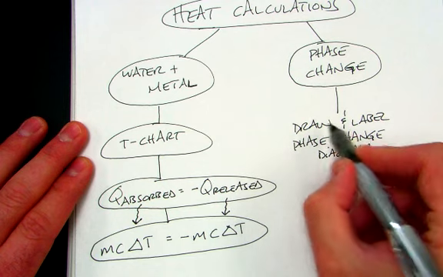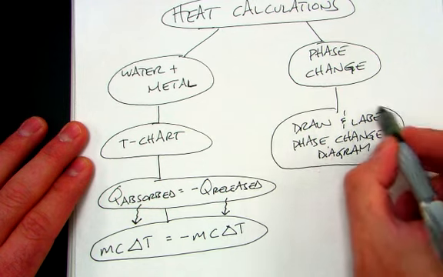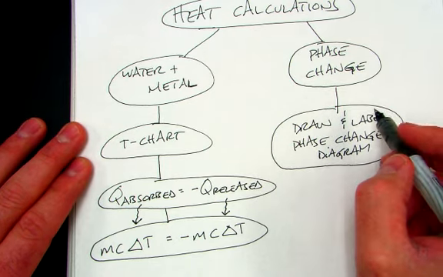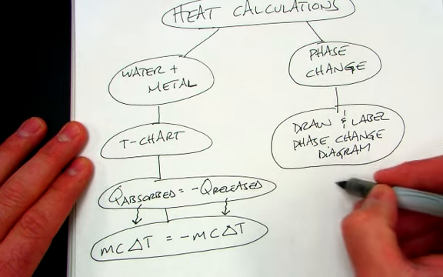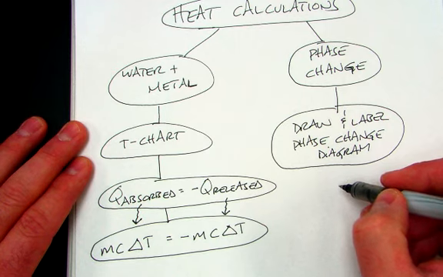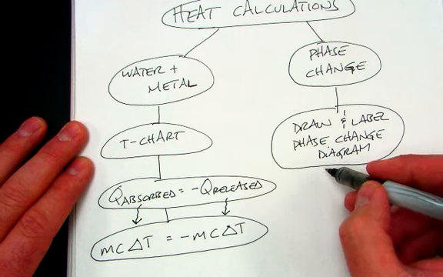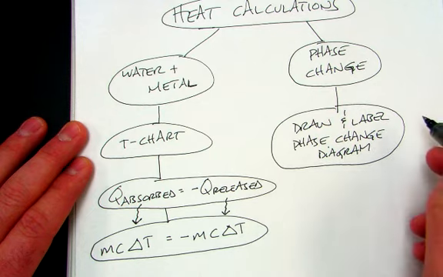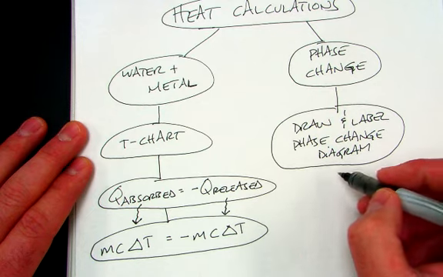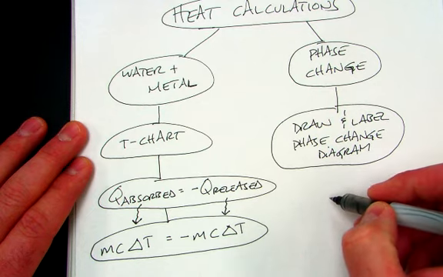So draw and label the phase change diagram. You want to make sure that when you draw and label it, you put the temperature that you start with, the temperature that you end with, and then also you label the flat part of the graph. Okay, label that flat part of the graph. All right.